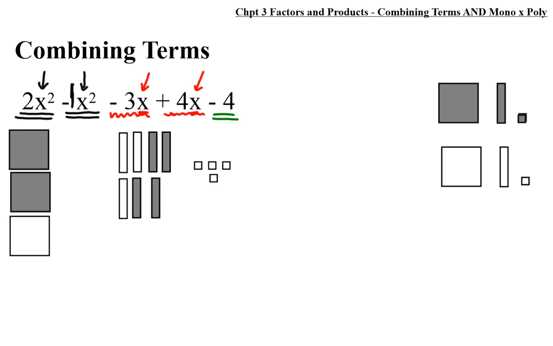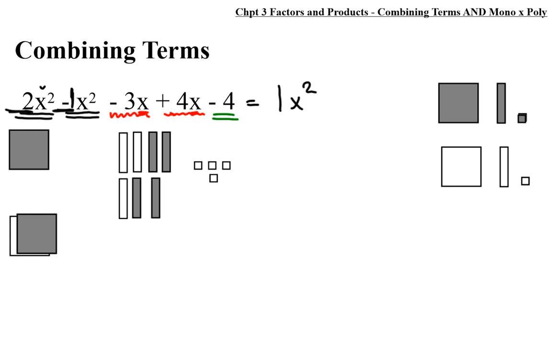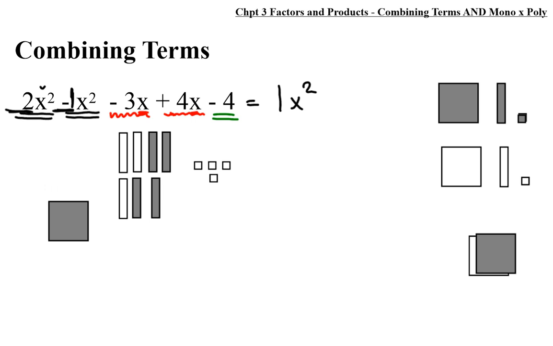So now I mathematically want to combine these things. Well, mathematic-wise, 2 and negative 1 leaves us with a 1x squared. And I can see with the tiles, a positive and a negative go together and make a 0. So I can get rid of those. There's my 1x squared in my final simplified form. I then have negative 3x's and positive 4x's. Well, negative 3 plus 4, well, that's a positive 1x.